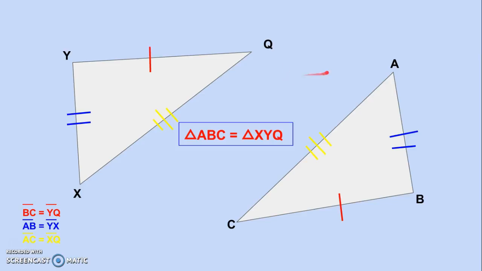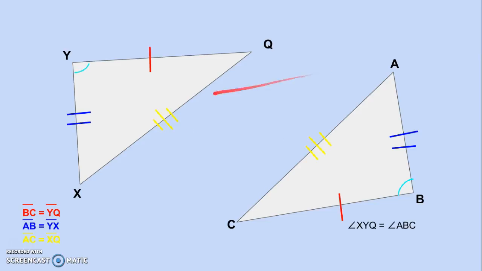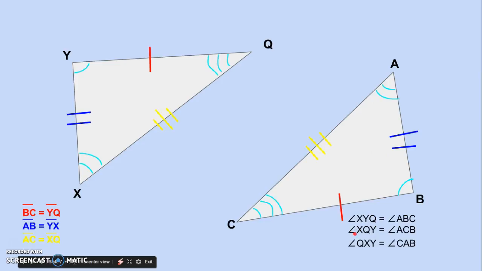Now, based on this information, we can also determine quite easily that the angles are equal. So angle XYQ is equal to angle ABC. And the same applies to all the other angles, including but not limited to XQY and ACB and QXY and CAB, respectively, as marked by the angles with multiple little curved things, whose names I do not remember. And so we can determine that not only are all the sides equal, but all the angles must be equal.